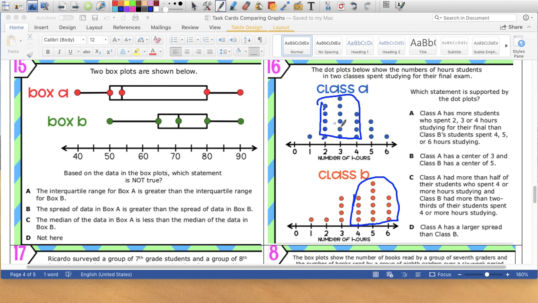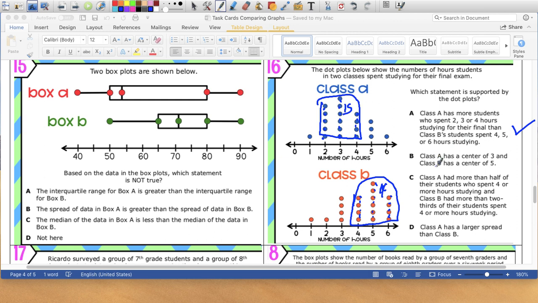There are more people in here. There's 1, 2, 3, 4, 5, 6, 7, 8, 9, 10, 11, 12, 13, 14, 15. There are 15 people here. 1, 2, 3, 4, 5, 6, 7, 8, 9, 10, 11, 12, 13, 14. And there's 14 here. Is Class A bigger? Yes. There are more people here than here. So that's true.